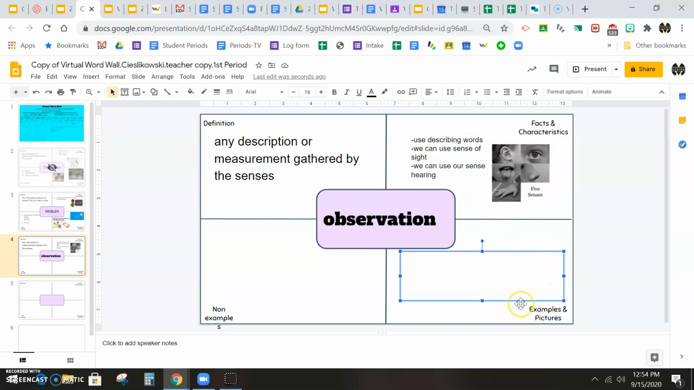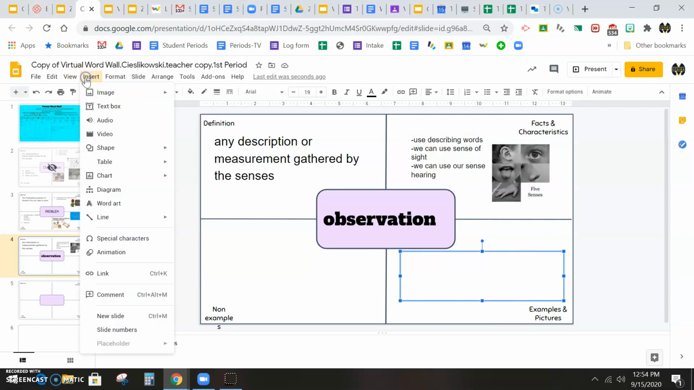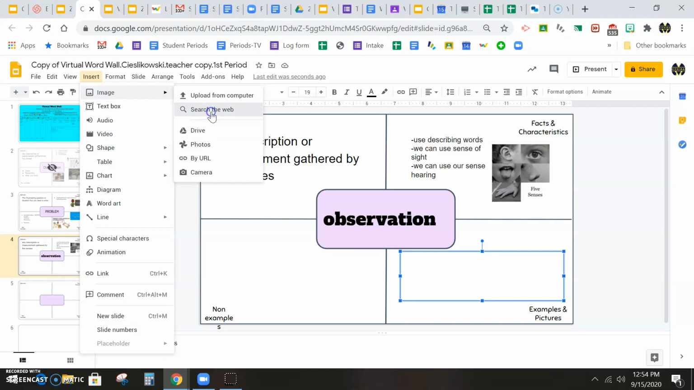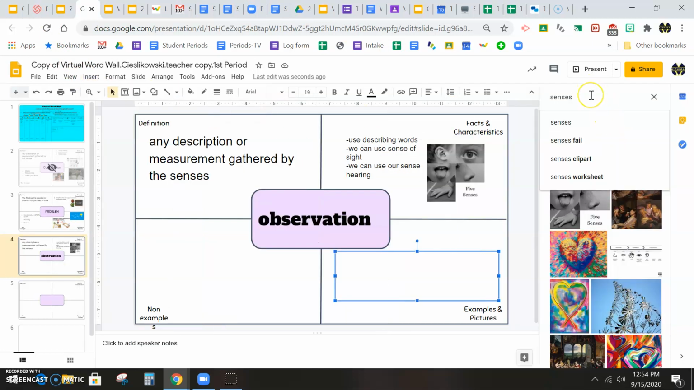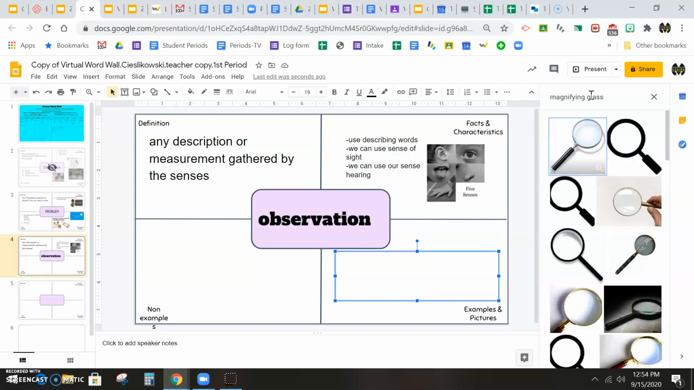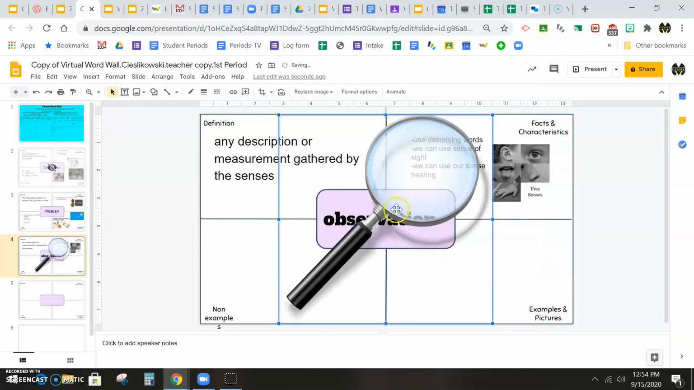And then down here for examples in pictures, again, you could go to insert image, and I'm going to search the web. And maybe I want to insert pictures of, we were talking about in first period, a magnifying glass. That you might look at something under a magnifying glass to make an observation. So I might insert a picture of a magnifying glass as an example.